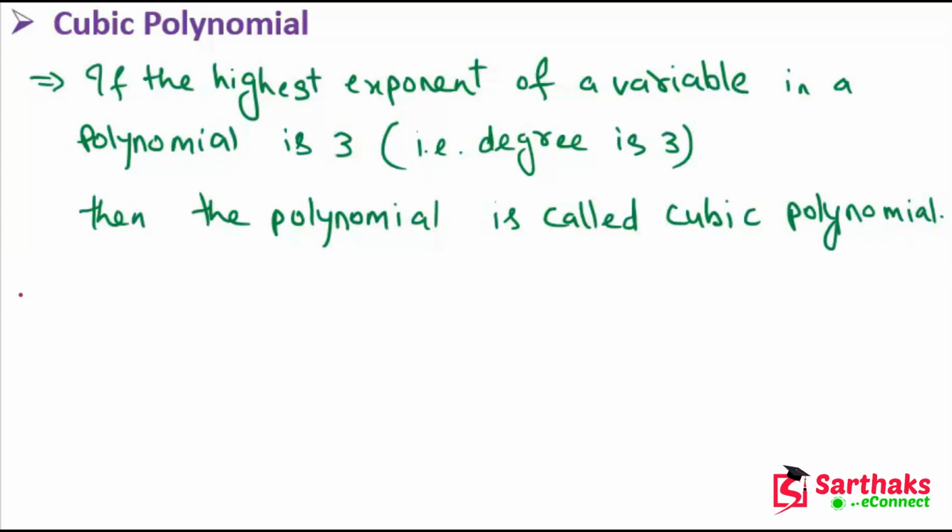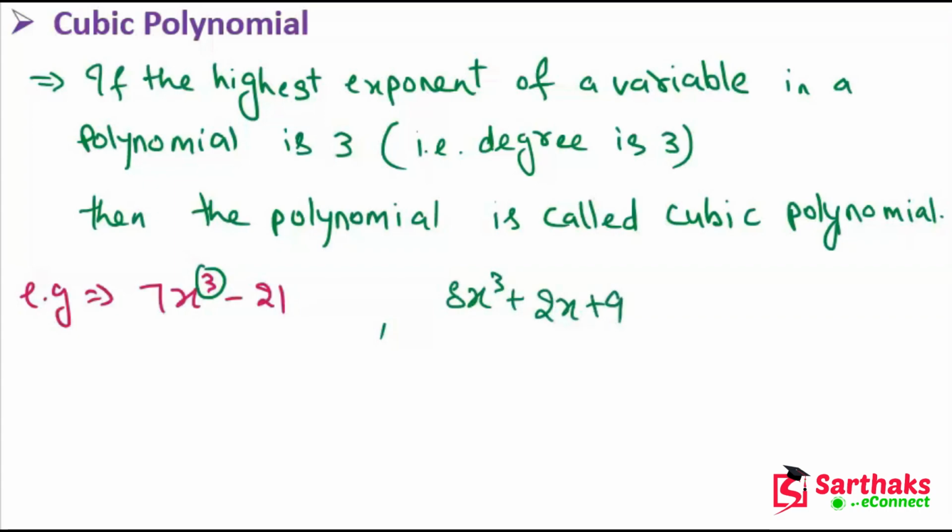If you talk about examples, let's suppose we have 7x cube minus 21. This is, my dear friends, a cubic polynomial with degree 3. Next is 8x cube plus 2x plus 9. Again with degree 3. I hope, my dear friends, you understand these things.